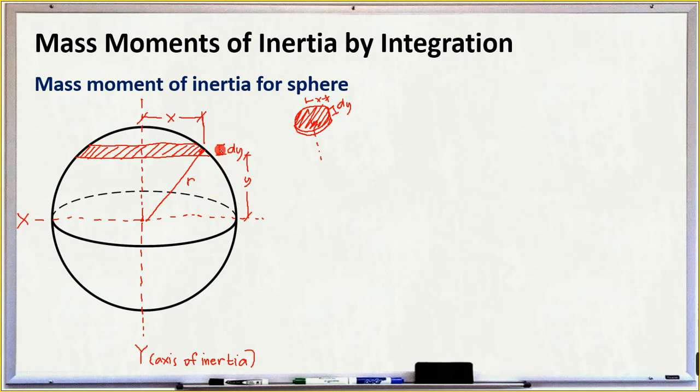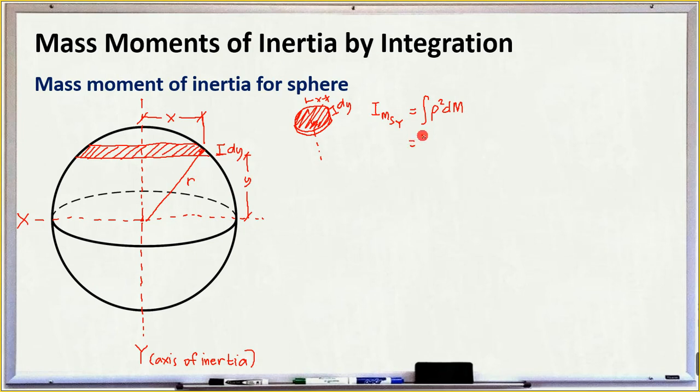Now, using the general formula for the mass moment of inertia, the mass moment of inertia of a sphere along the vertical axis, that is the y-axis, is equal to the integral of the square of its distance times the derivative of the mass. Next, of course, we are going to determine its distance.